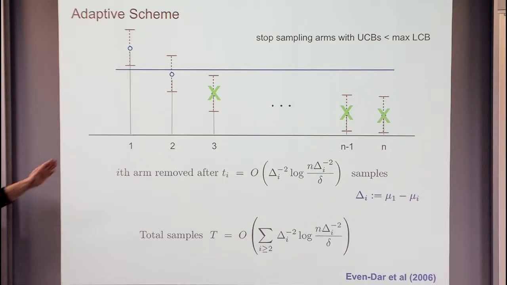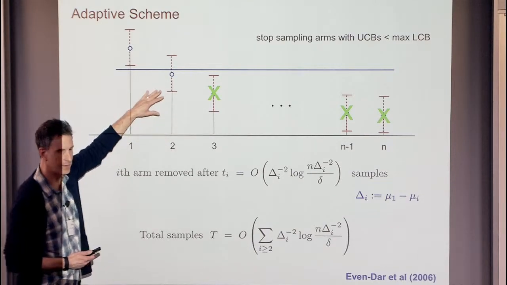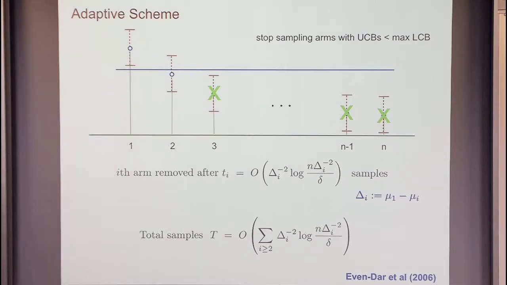And that's the idea. You just get rid of these, and then you only focus additional sampling on the ones that remain. And you just keep doing this, kicking arms out as soon as their upper confidence limit falls below the max lower confidence bound.